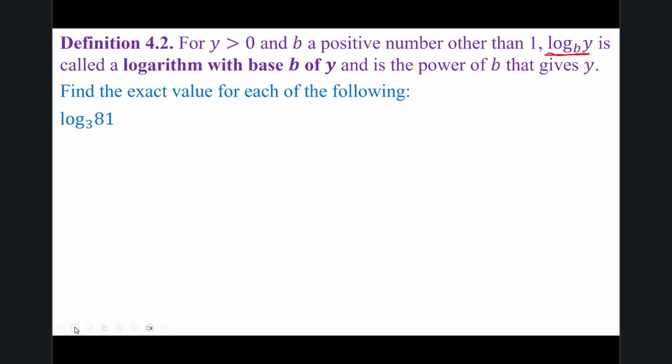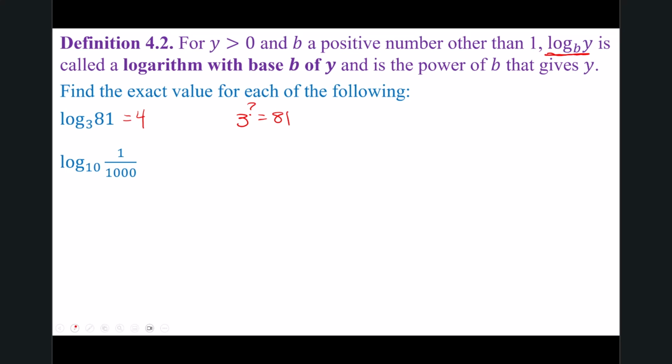Find the exact value for each of the following. Log base 3 of 81. What this means is 3 to what power is 81. So 3 to what power equals 81. 3 to the 4th power is 81. So log base 3 of 81 is 4.